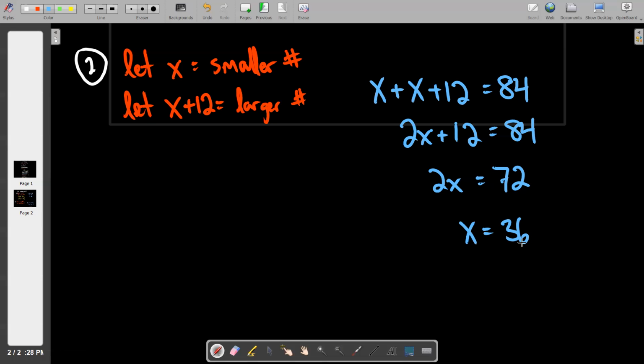So again, who cares about our x? Nobody. That's all this stuff on the board and your paper is our creation. No one asked us for any of that. So now we got to go back and say, okay, I better put this back into English to answer the question. What's 36? Right. So we can say the smaller number is 36.